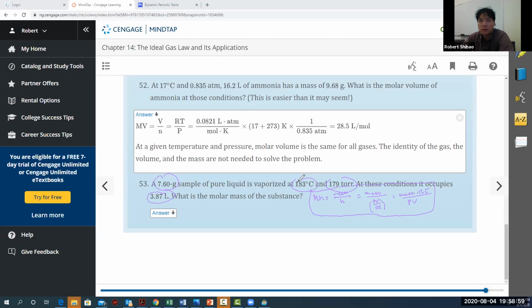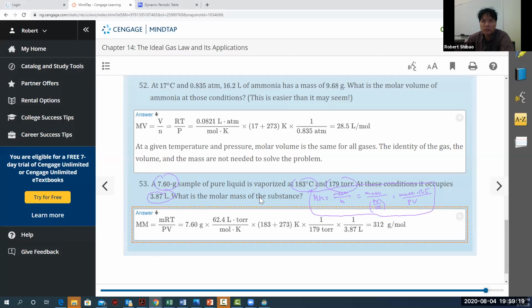The other way we could solve this is by calculating the molar volume here, and using that to figure out how many moles we have, and then taking the grams divided by the moles. The gram to mole ratio is the molar mass. We need the moles on the bottom, so the liters would have had to have been on the bottom. So we could go grams per liter. But here they use the equation, mass times RT over PV.